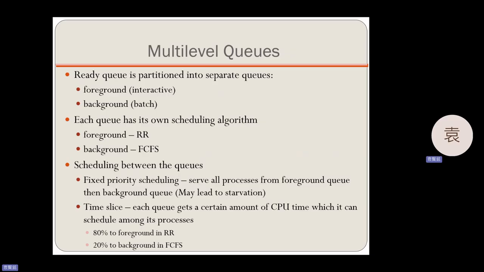So each queue has its own scheduling algorithm. For foreground, usually we use round robin because they are interactive. They ask for a short response time. Once you submit a request, you expect to get the response in a few seconds, in a short time. So they should be scheduled according to something like round robin, so every process gets a fair amount of CPU time.